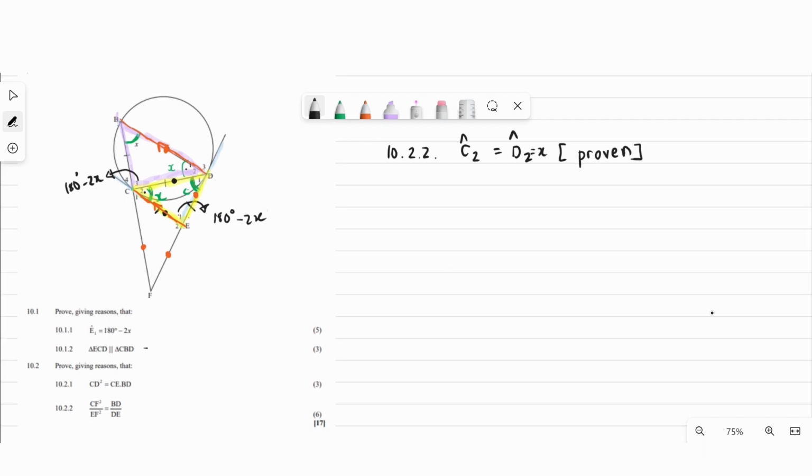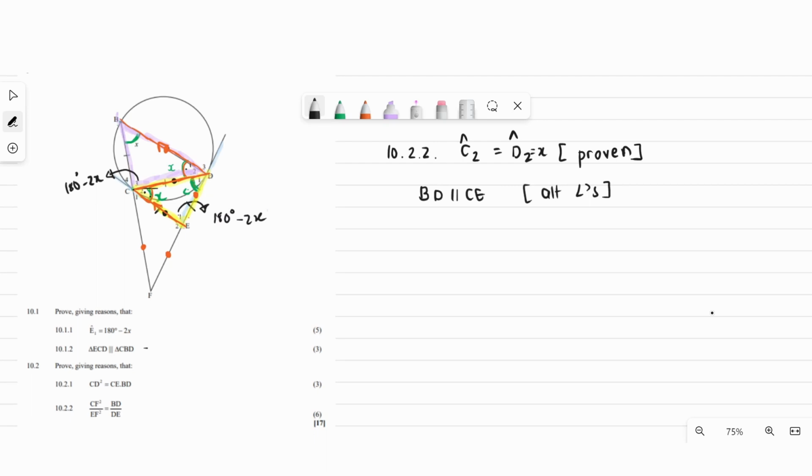If these two, C2 and D2, are equal to each other, and if we draw a line in purple and orange across here, this is what? These are alternate angles. So we have already proved the fact that if these two are equal and they are alternate angles, we know that BD is parallel to CE. And your reason is alternate angles, because they are alternate to each other.